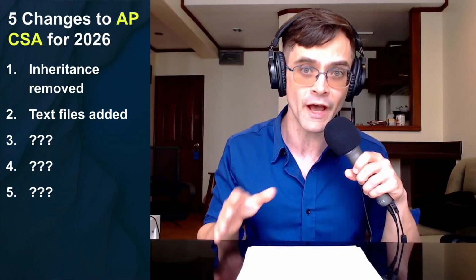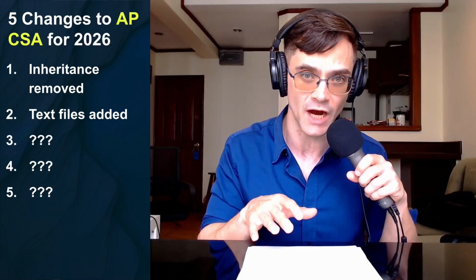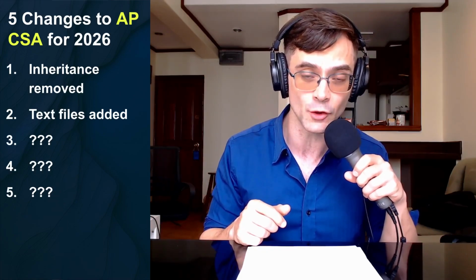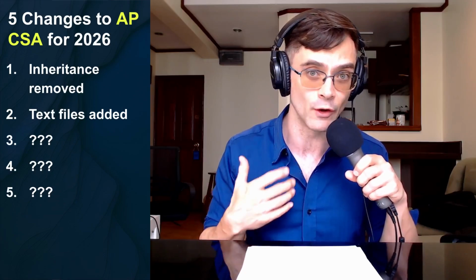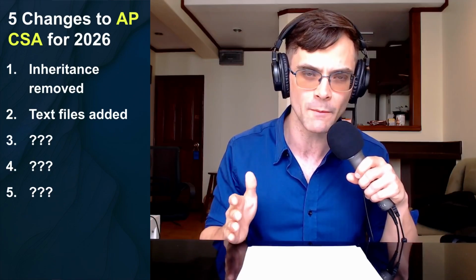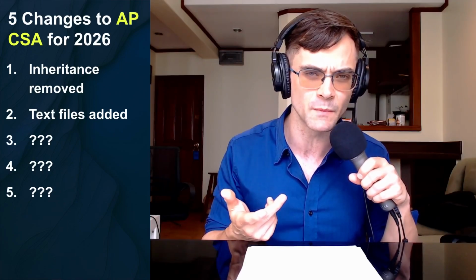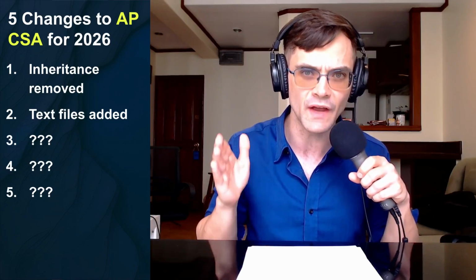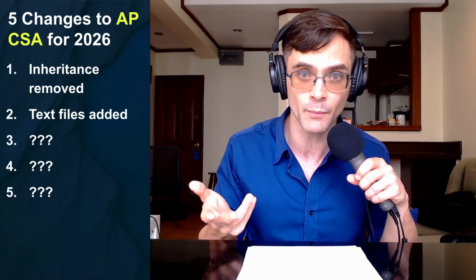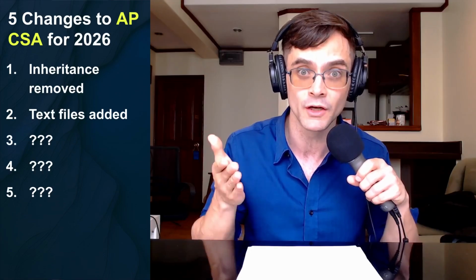The second big change to AP CSA for this year is that there's now material on how to read text files in Java. Now, this is not a change that's going to make the test any easier, but it is a change I very much like. Reading a text file is a central skill for a programmer, and when I started to teach this material, I was shocked that they didn't have a unit on how to read text files. It's 100% something any programmer should know.